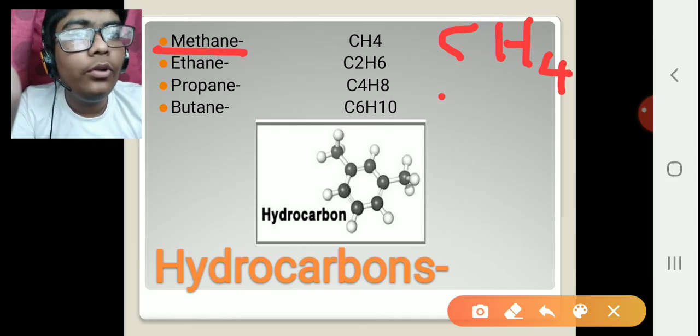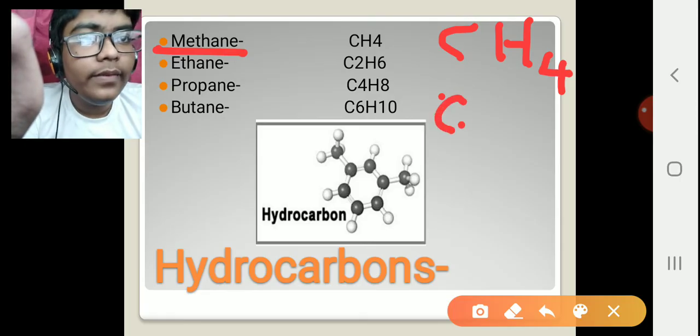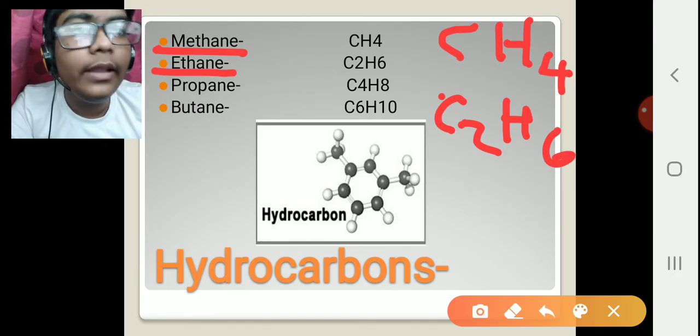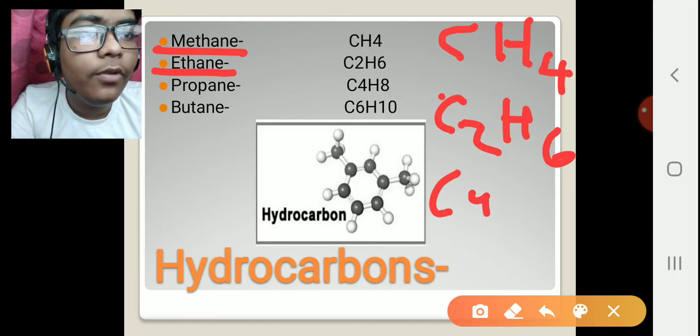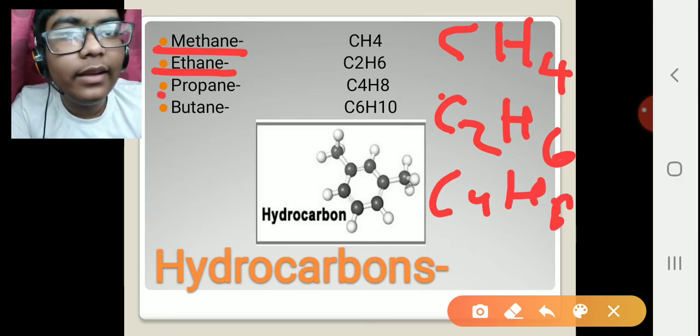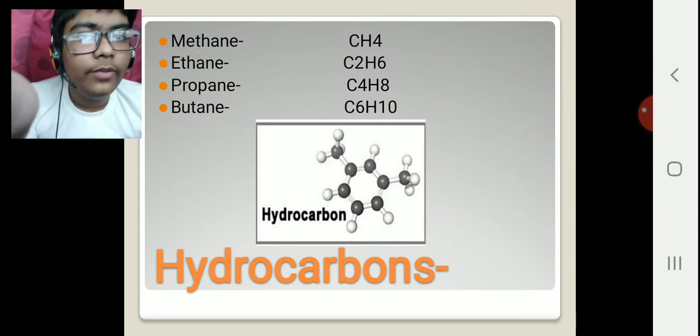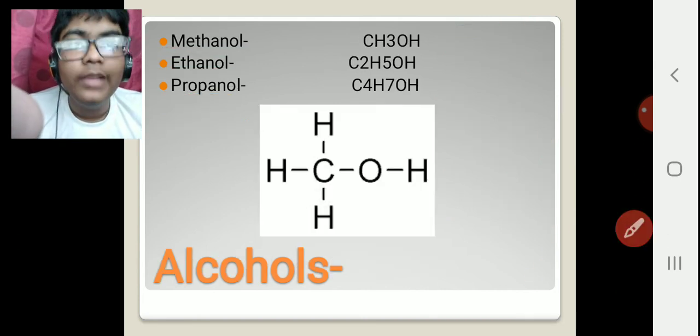Then you add 2 over here, 2 in both of the places. You add 2 in C and you add 2 in H, that is H4 plus 2, 6. That is ethane. Then you add 2 in this, that will become C4. 6 you add 2, C8, that is propane, and butane also you will do the same thing and you will get butane.